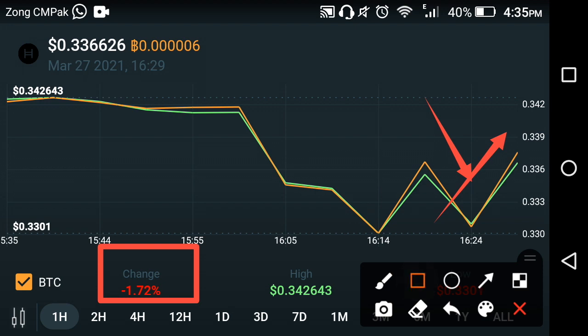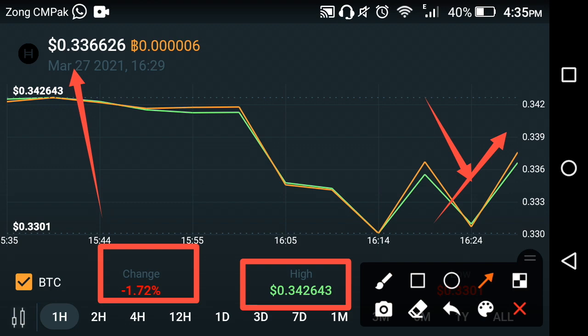As you can see here, the high price of Hedera Hashgraph in the previous 1 hour is $0.342643. As you can see here, that is the current price of Hedera Hashgraph: $0.336626.